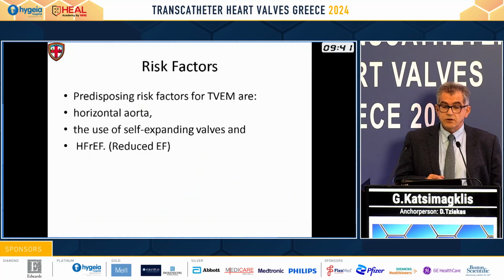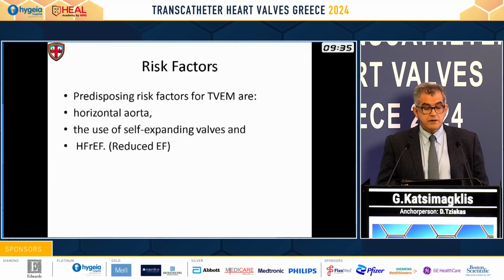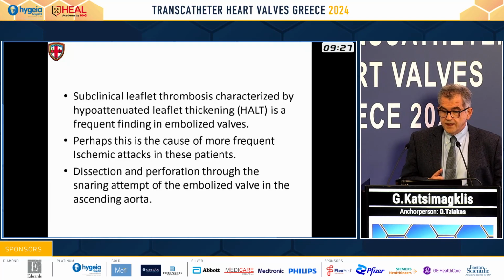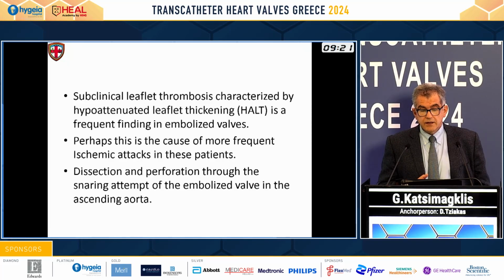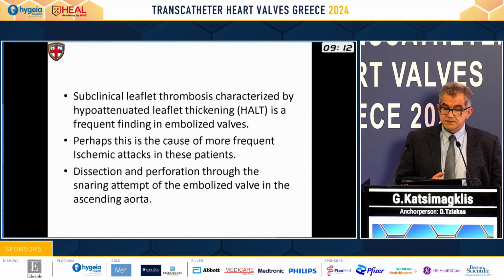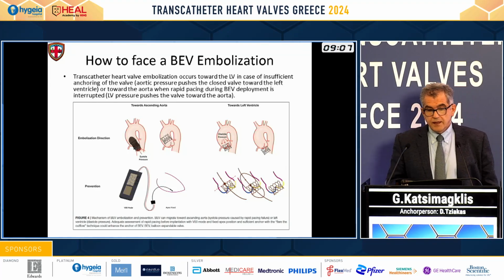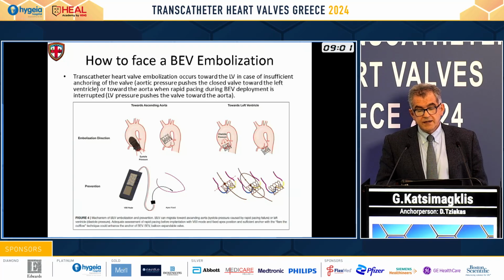The risk factors from this cohort for TAVI embolism were horizontal aorta, the use of self-expanding valves, and patients with reduced ejection fraction. Also, there was a frequent finding of subclinical leaflet thrombosis. Perhaps this is the cause of more frequent ischemic attacks in these patients, and also dissection and perforation through the snaring attempt.